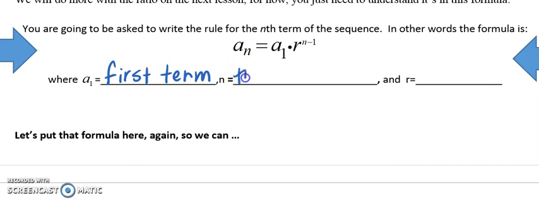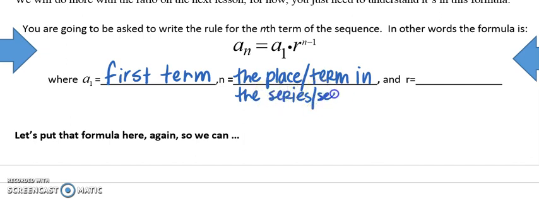N is the place or term in the series, sequence, whatever. It's usually something you want or something you know. Do you know the 10th term? N is 10. Do you want the 25th term? N is 25. It's all about the placement in the list of numbers. That's all it's about. And then R would be our ratio.